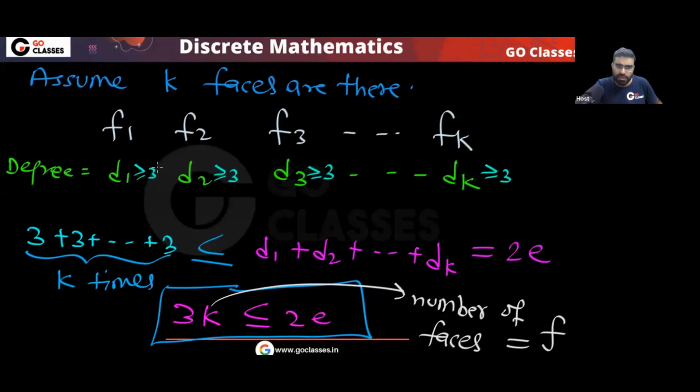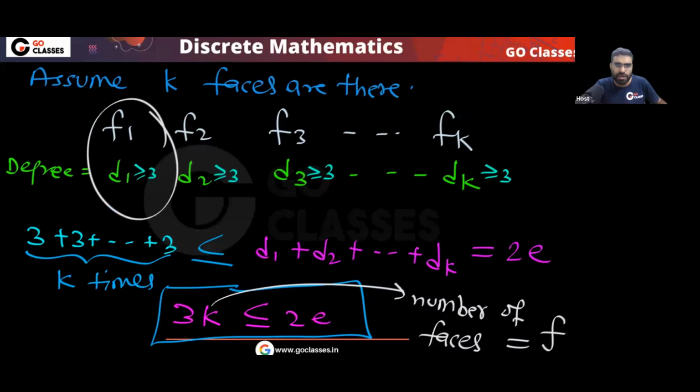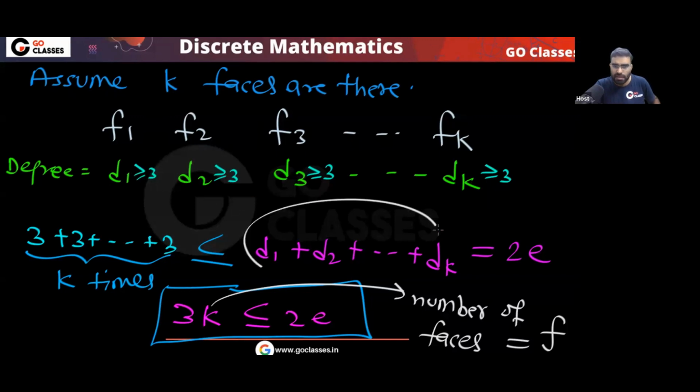Now we already know that in any connected planar graph with at least 3 vertices, the degree of every face will be at least 3. So you can see the degree of this face will be at least 3, the degree of this face will be at least 3, and so on. So you can easily notice, if I add all these di, that will be greater than or equal to adding 3, 3, 3, 3.